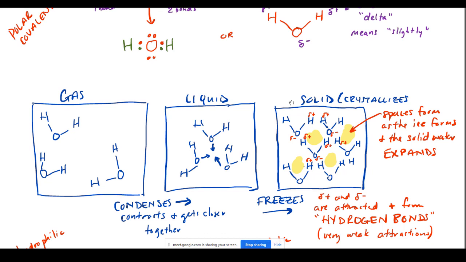So normally, when things go from liquid to solid, or just from solid to even colder solids, you should see them contract. They should shrink because there's less and less space between the molecules.